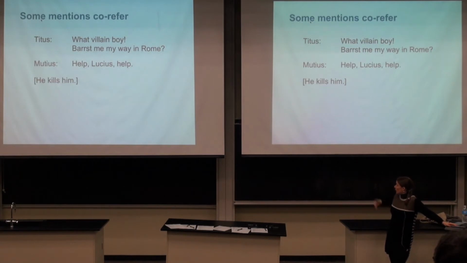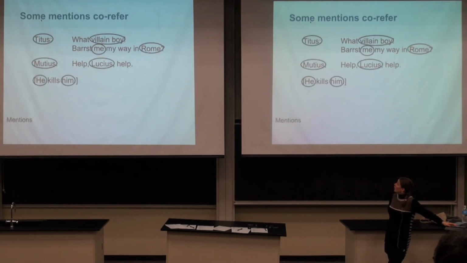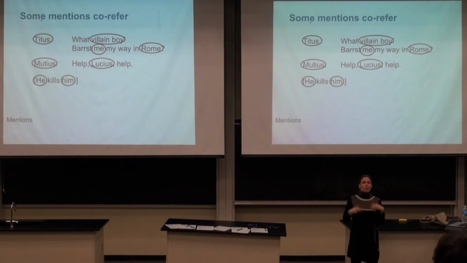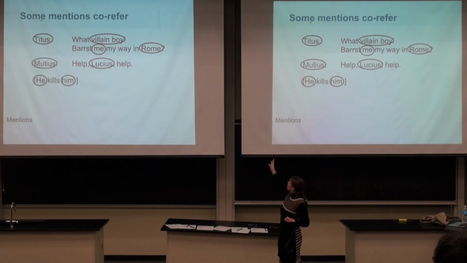So as I said, some mentions are actually coreferent, and that's what a coreference resolution system wants to do: find mentions that do cluster together because they refer to the same entity. All good? So how do systems start?